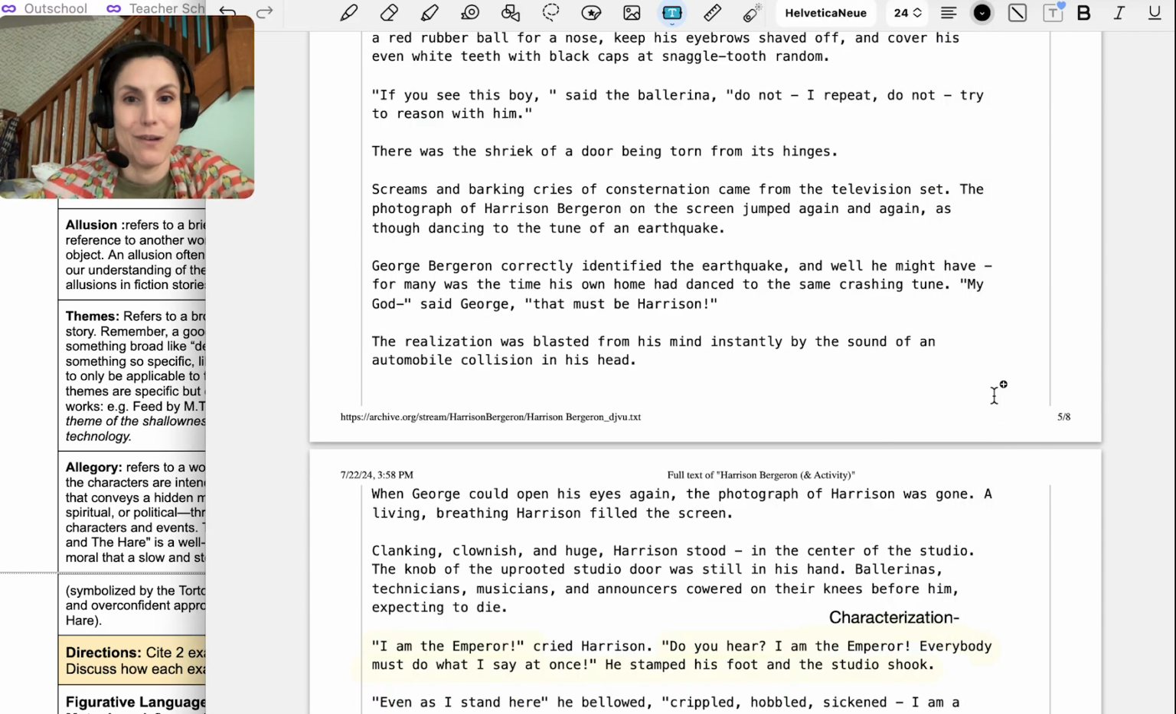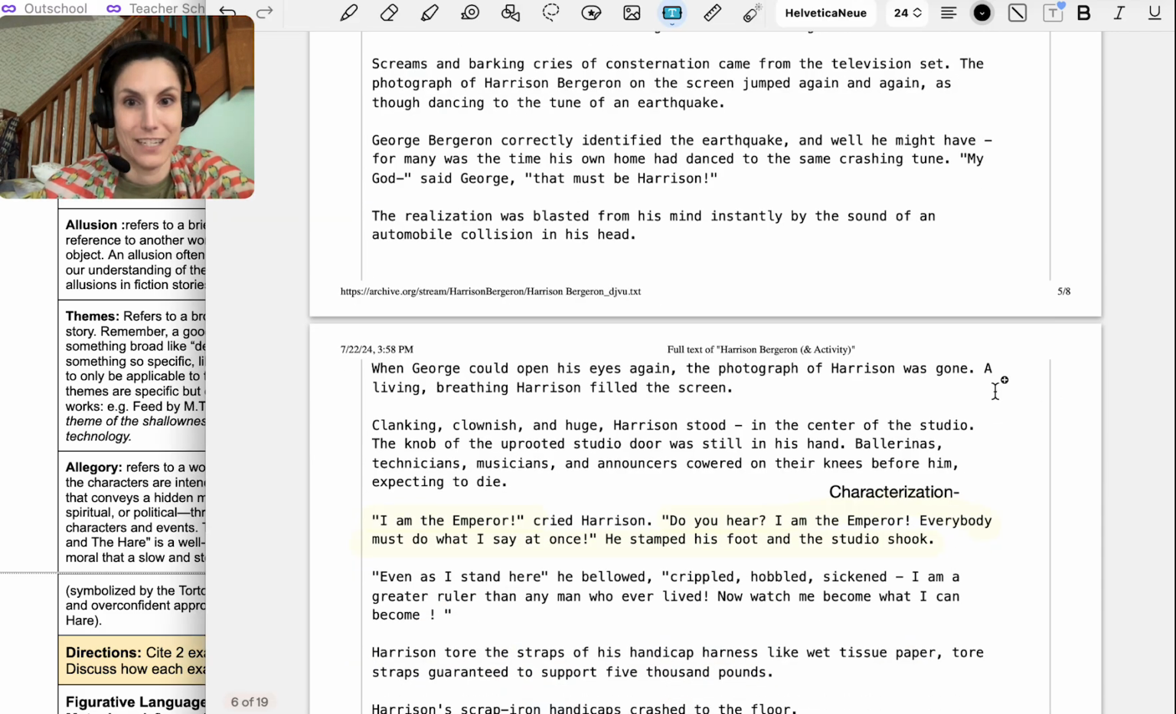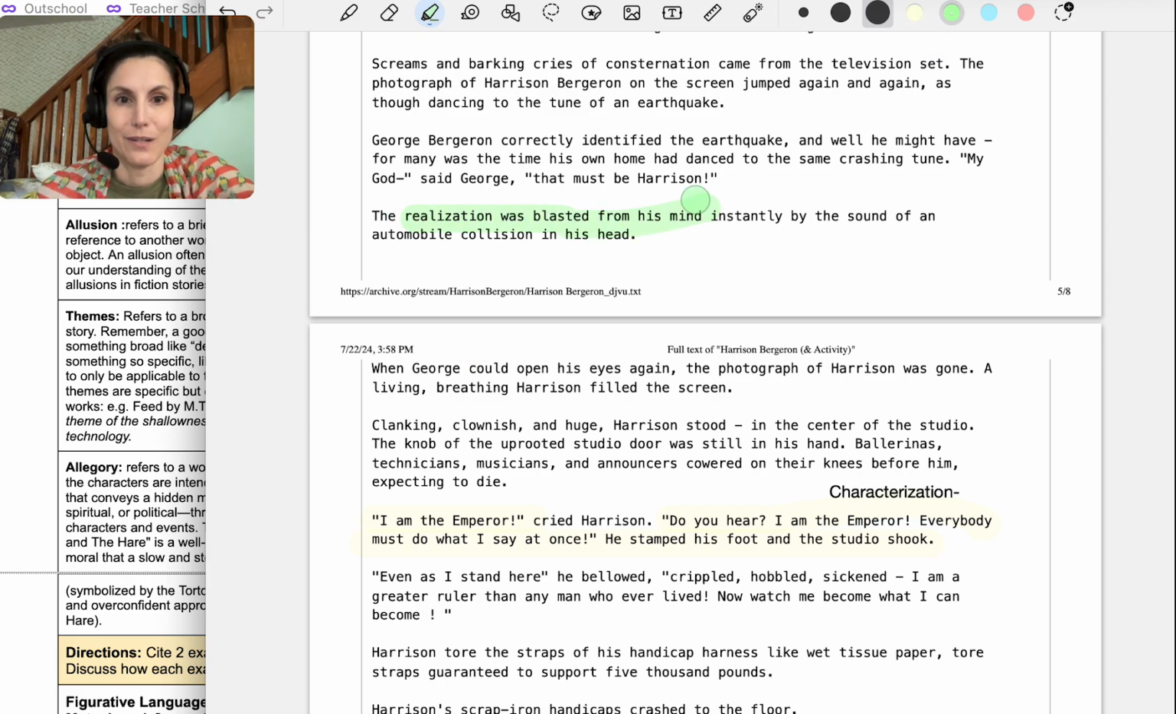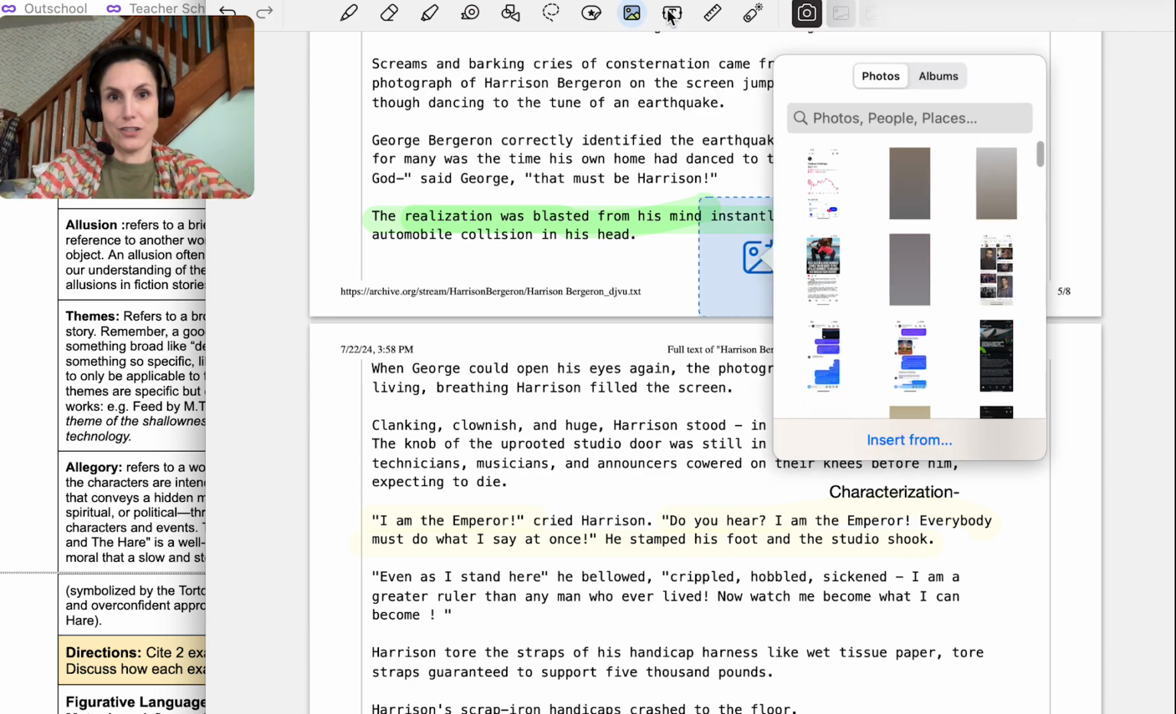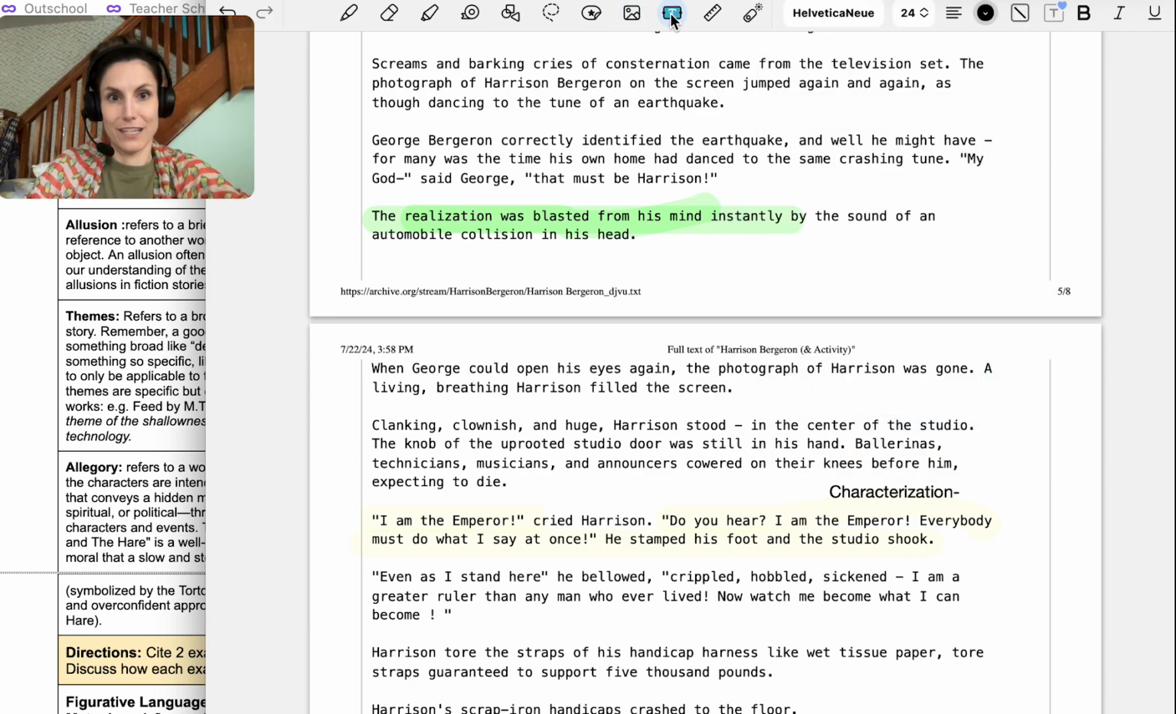And we also have quite a lot of figurative language here. Even here, his mind instantly, the realization was blasted from his head instantly by the sound, blasted from his head. Technically, an idea doesn't get blasted out of your head. So you could say that is either hyperbole or a metaphor. This would be a metaphor. And I'll put here, figurative language, and you can fill these out too in anything you find for figurative language. So I'm going to put figurative language, metaphor here. There we go.